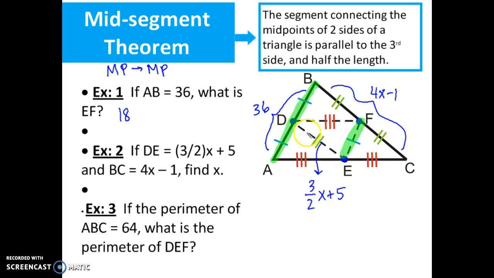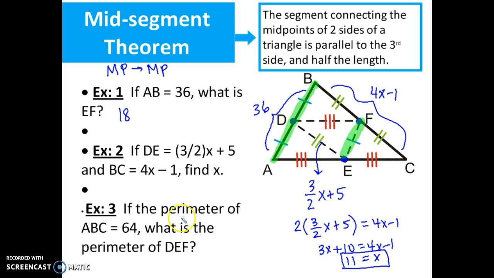The relationship is that this is a midsegment, so it's half as long as the BC side, so it takes two of the midsegments. So I would say 2 times 3/2 x plus 5 has to equal 4x minus 1, since two of these make up one of the sides of the triangle. 2 times 3/2 is just 3x, and 2 times 5 is 10. I'm going to get 3x plus 10 equals 4x minus 1. If I subtract the 3x over, I get x, and if I add the 1, I get 11. So x equals 11.